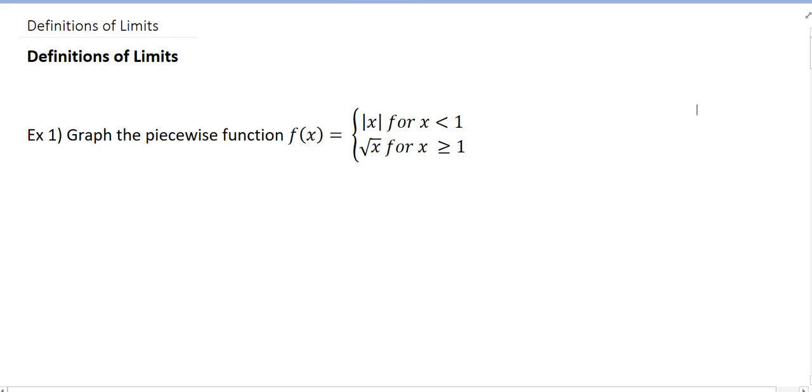Hey there, in this video we're going to talk about the definitions of limits. So what is a limit? We'll start with having a discussion for this graph.